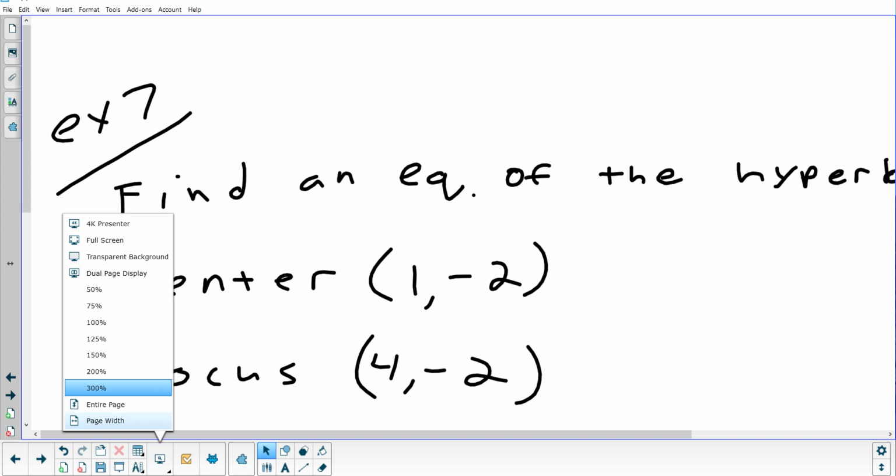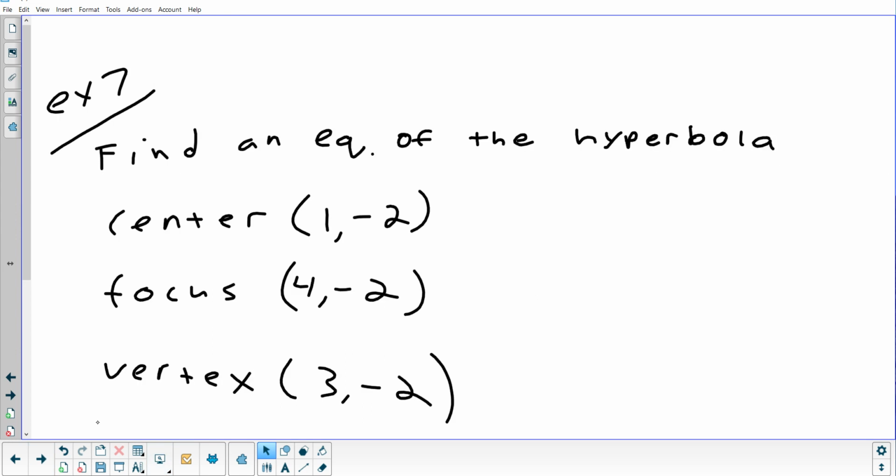All right, let's finish up with this one. So, find the equation. Last time I said to you, what are the first 3 things you have to find? Now I'm going to ask you, what are the first 5 things you should find? Just list them off to me. Yep. H, K, A, B, C.